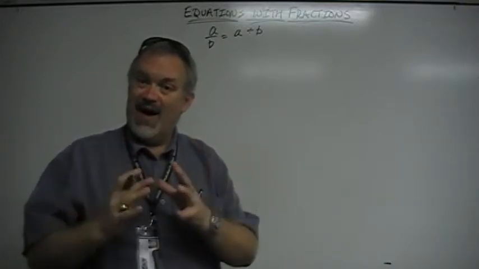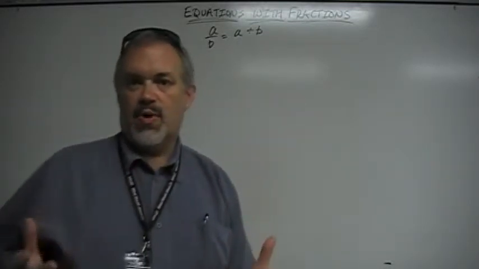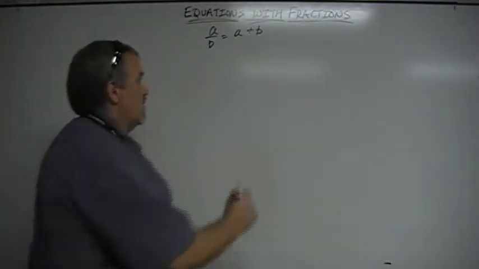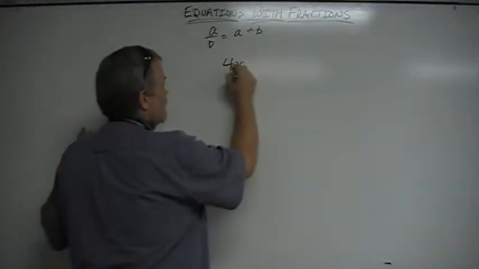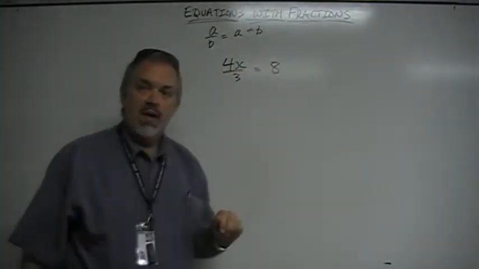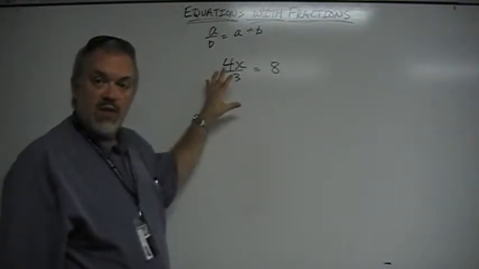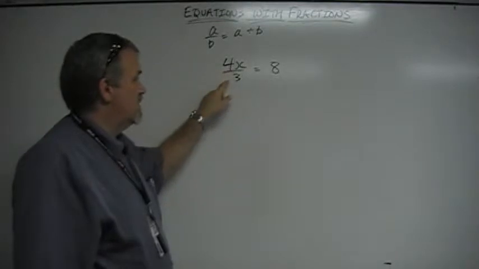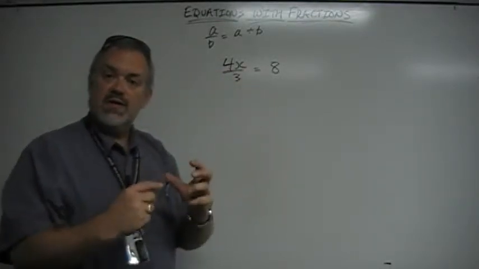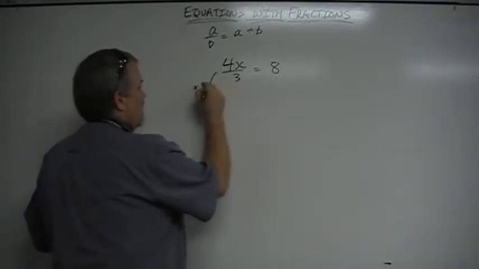So if something is divided like this, then all we have to do to get the x or whatever the pronumeral is by itself is multiply. So let's use an example. Let's say we have 4x over 3 equals 8. Now, the first thing we need to recognize is we have a fraction here. And so in order to get rid of that fraction, this just says 4x divided by 3. What do we need to do? The way we reverse division is by multiplying. So we're going to multiply by that same 3.